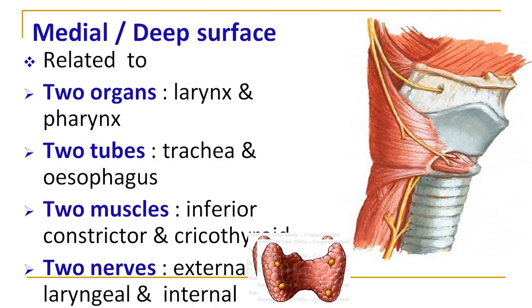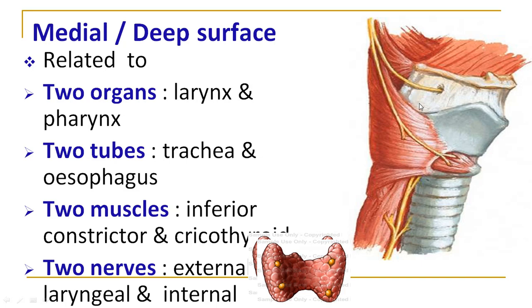Coming to the medial surface, it is related to two organs, two tubes, two muscles and two nerves. It's very simple. The two organs or tubes are the windpipe, which is the larynx in the upper portion and becomes the trachea in the lower portion, and the foodpipe, the pharynx in the upper portion, which becomes the esophagus in the lower portion. The demarcation is the C6 vertebra or the cricoid cartilage area. This is the demarcation between the larynx and the trachea, the pharynx and the esophagus. So this is the medial relation. Here will be the outline of the lateral lobe.